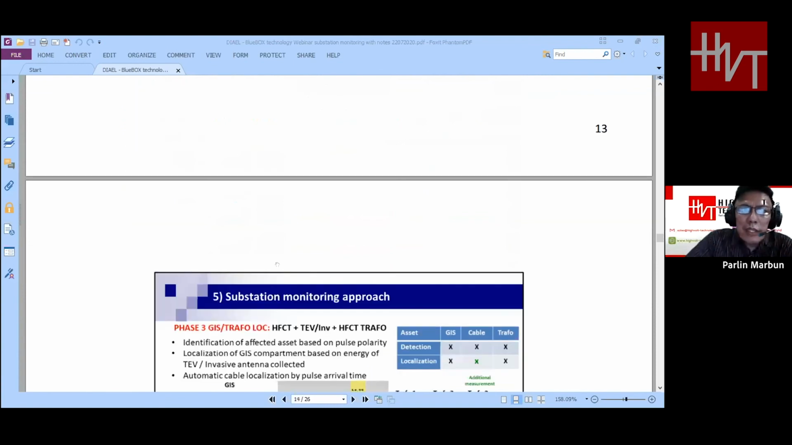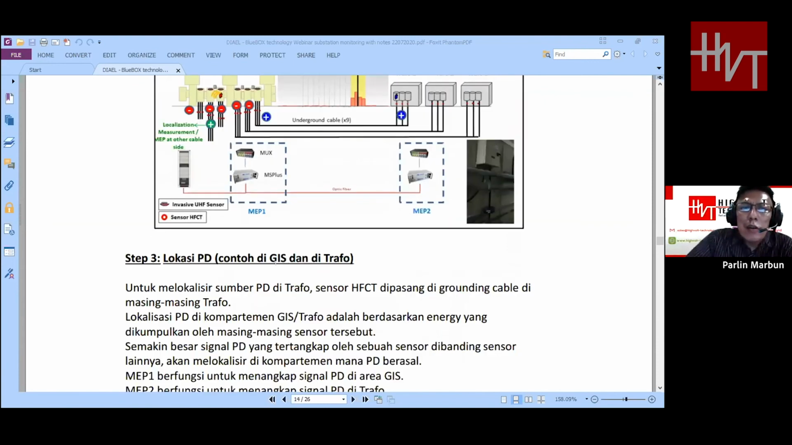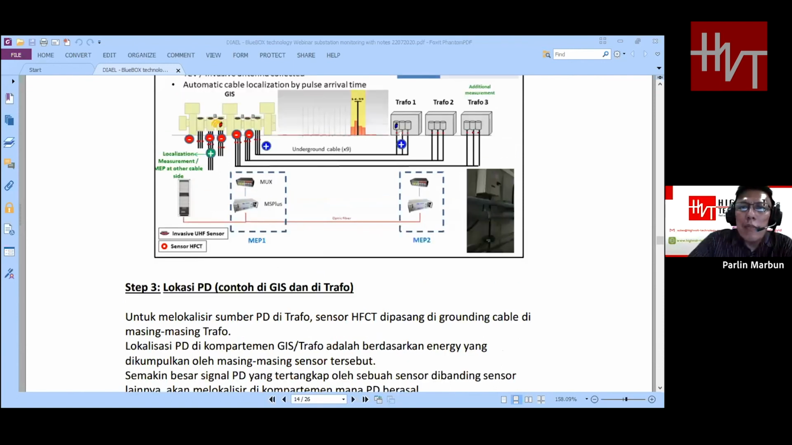Kemudian fase ketiga, untuk contoh mendeteksi sumber PD di area trafo. Di area trafo dipasang seperti di GIS, yaitu HFCT sensor di semua kabel. Kemudian seperti cara tadi, dengan measuring point akan dapat dideteksi sumber PD yang ada di trafo, baik fasenya maupun trafo yang mana yang mengalami PD.